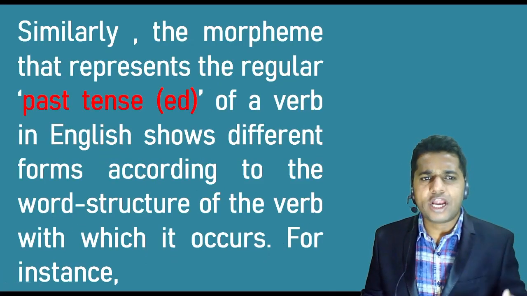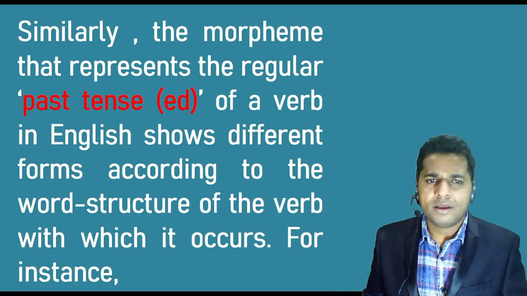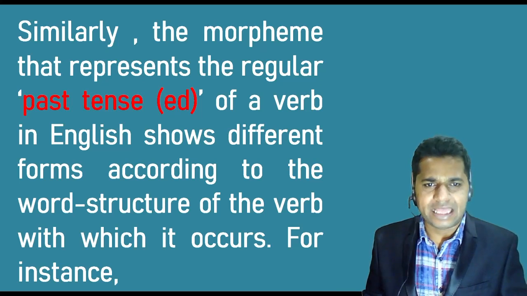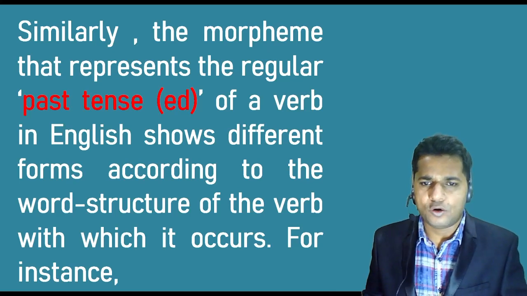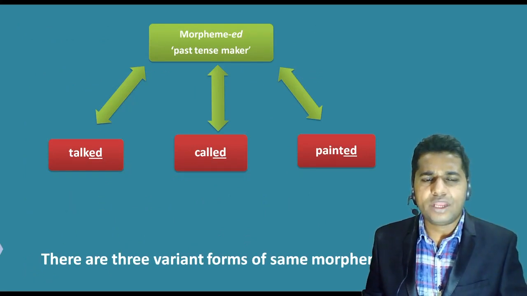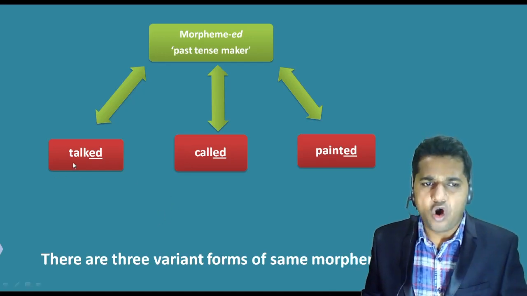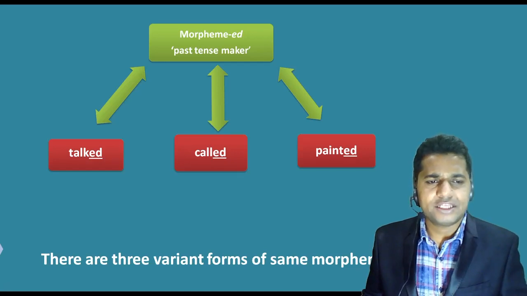Similarly, let's try to understand this through one more example. The morpheme that represents the regular past tense. So when you make a verb past tense, you add ED to the verb. In English, it shows different forms according to the word structure of the verb with which it occurs. For instance, in this example we have a morpheme, a minimal unit, that's ED. If you see this word talked, it has got two morphemes. Talk is a meaningful unit, a lexical unit, so it's a free morpheme. ED is a bound morpheme.